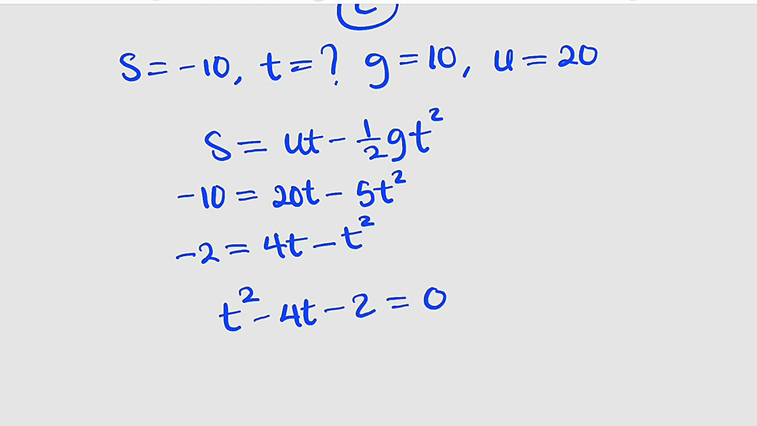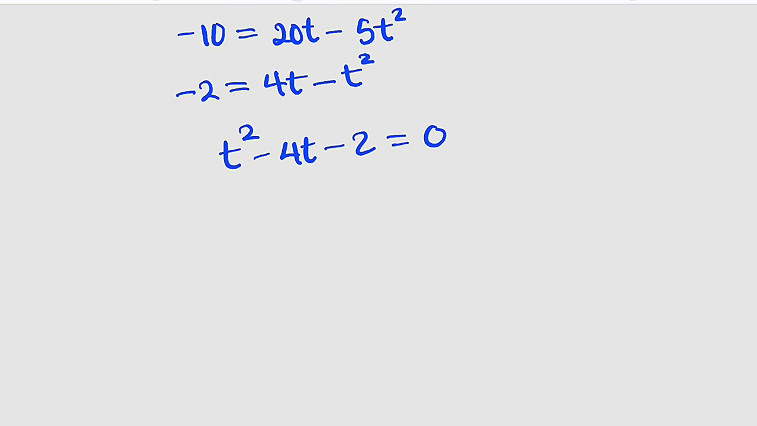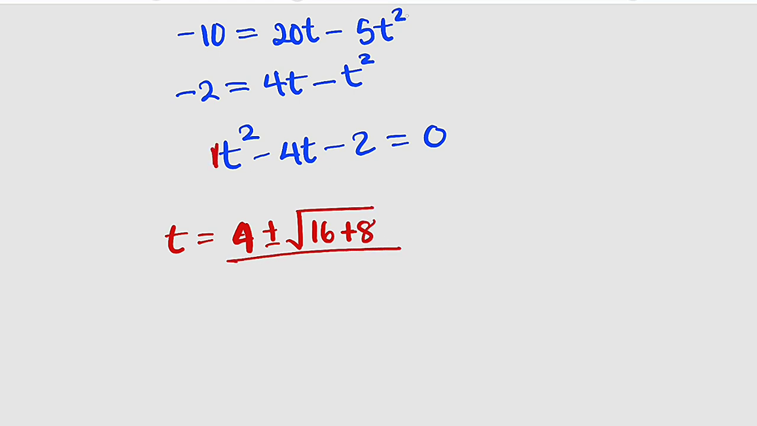Now we're going to use the general formula again. T is equal to minus b, minus 4 is plus 4, plus or minus the square root of b squared, negative 4 squared is 16, minus 4ac. 4 times 1 is 4, times negative 2 is negative 8. So negative is positive 8, which is going to give us 24, right? Divide by 2 times 1 is 2. So 16 plus 8 is 24.